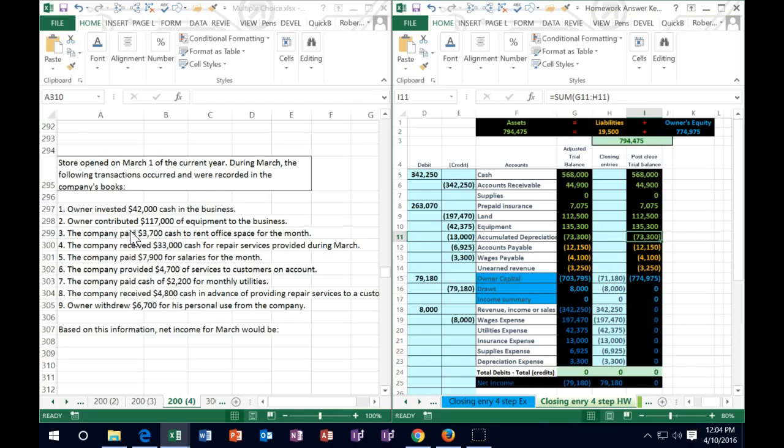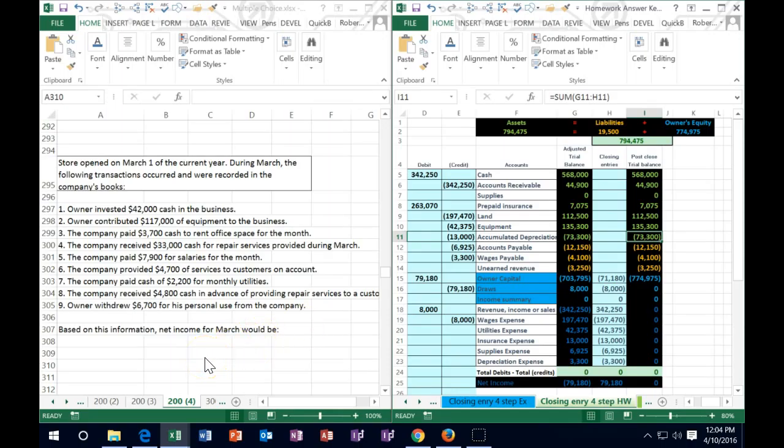Now, if there is a problem that's this long, I'm going to skip to the bottom at this point and see what they want first, and then go back and look at these questions and these transactions. So based on this information, net income for March would be what? All right, so net income is what we're looking for. We know that net income is calculated as revenue minus expenses. So we're looking for things that are affecting revenue and expenses as we go through this.